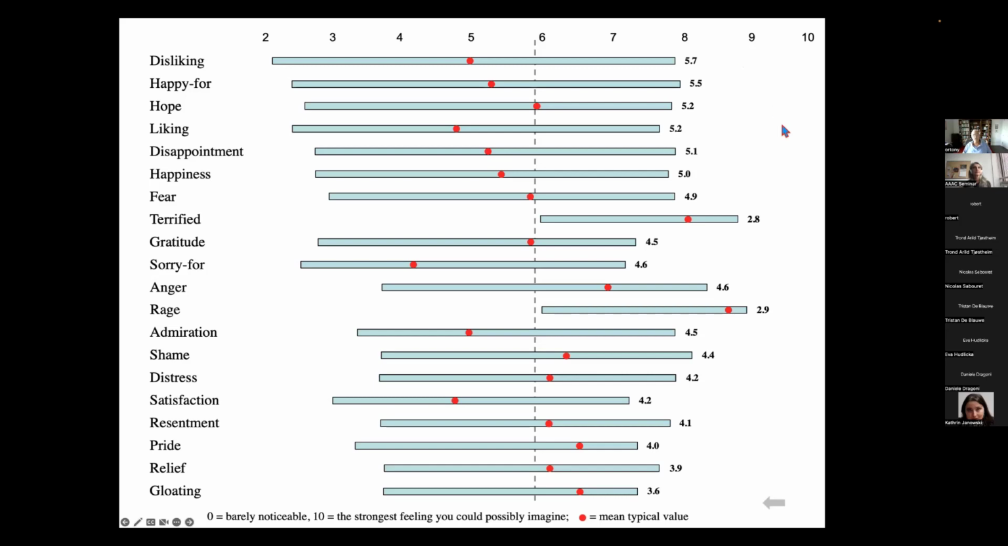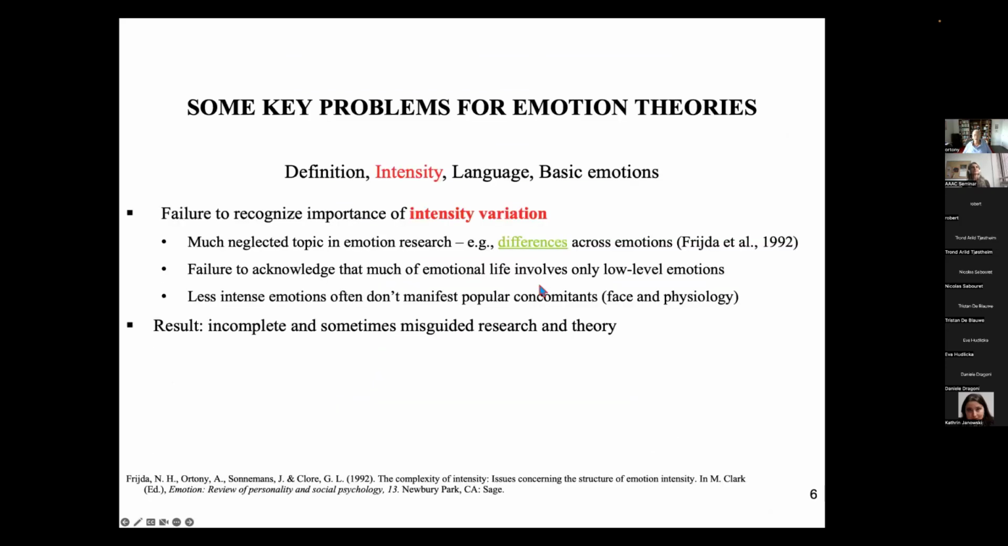Just to look at this in very general terms, notice how many of these emotions have relatively low ranges. And even here, where they seem to be in the lower half, they're still not even 4. So on this scale, there are a lot of cases where people say the average minimum intensity of this emotion is pretty low. And that's what I mean when I say a lot of emotional life involves only low-level emotions.